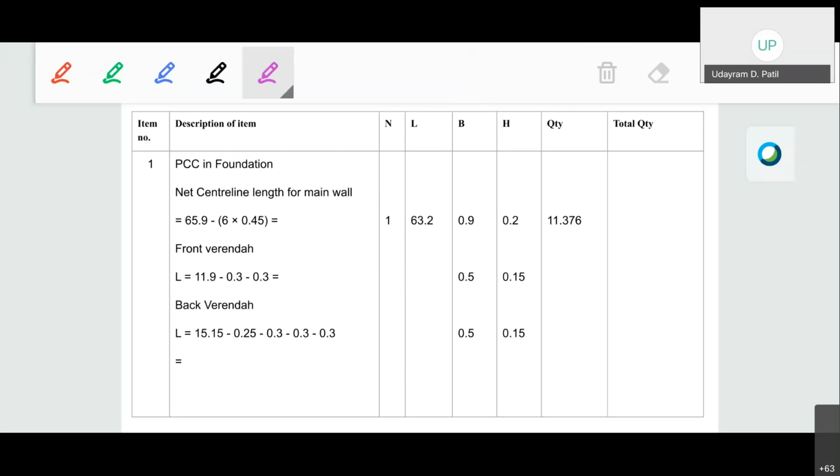Yes, calculate the quantities. Okay, the quantity is 0.848 and 1.05. 0.848 for the front veranda and 1.05 for the back veranda. The total quantity is, yes, 0.8475 and 1.05. Total quantity is 13.2735. Okay, again cross verify with the PCC.